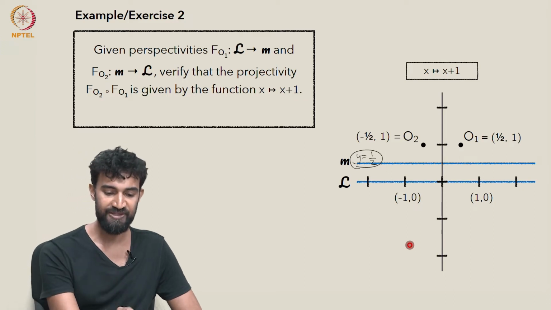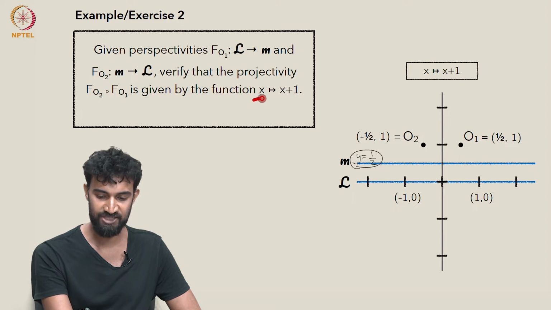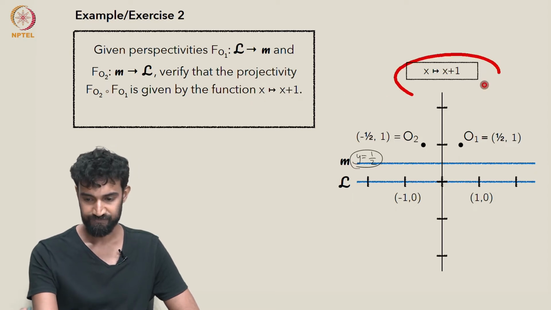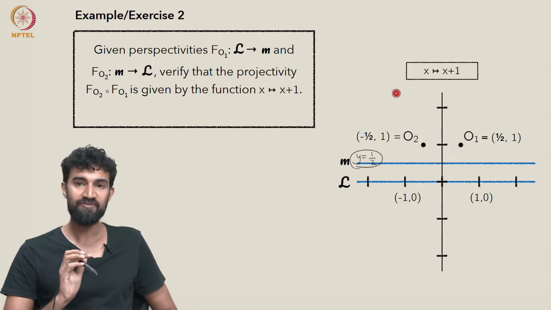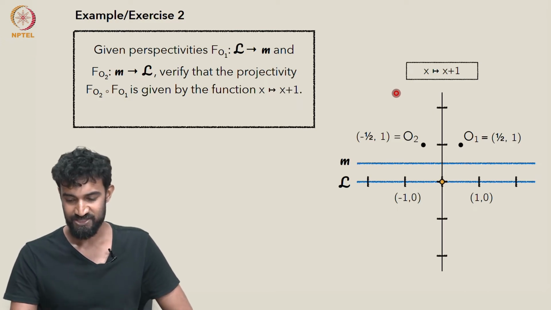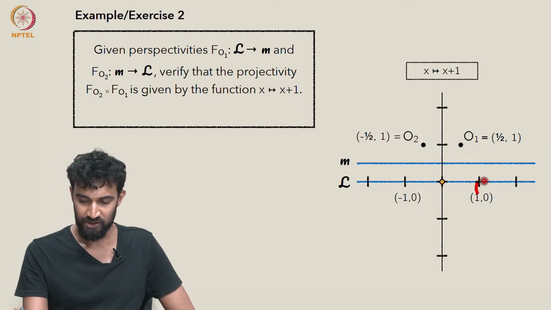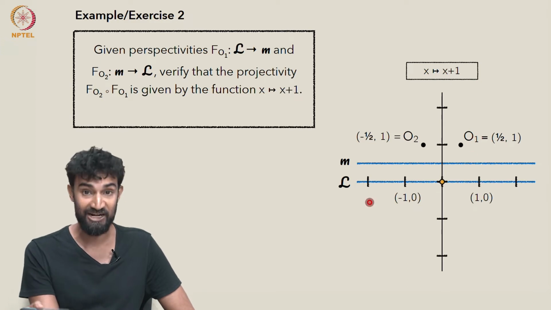So I claim that this composition gives a projectivity which recreates the function x goes to x plus 1. So let's verify that. Let's try it out on a couple examples. So let's look at this point 0, the origin. It ought to get sent to the point 1, but let's see if it actually does that.